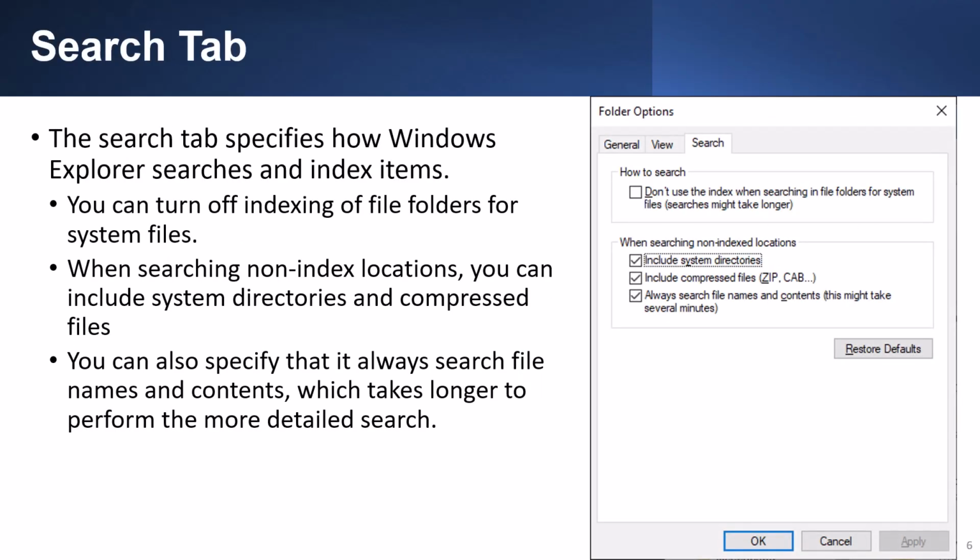The Search tab specifies how Windows Explorer searches and indexes items. You can turn off indexing of file folders for system files. When searching non-indexed locations, you can include system directories and compressed files. You can also specify to always search file names and contents, which takes longer to perform the more detailed search.